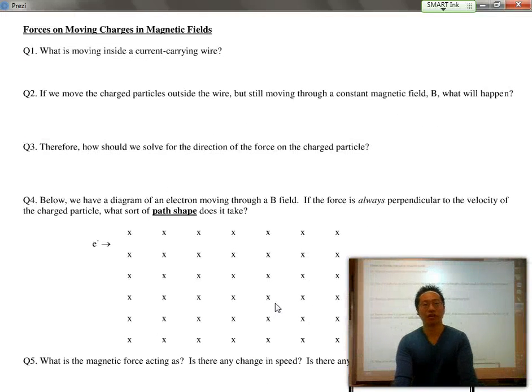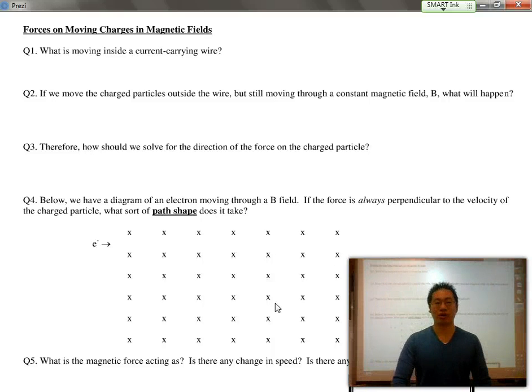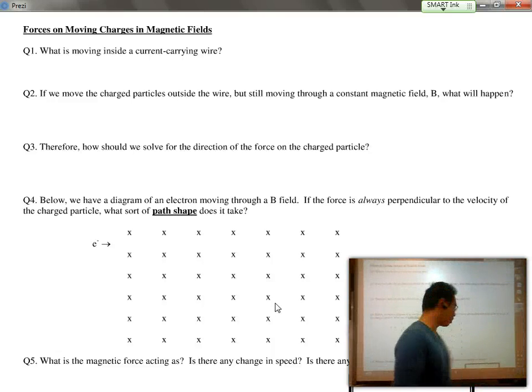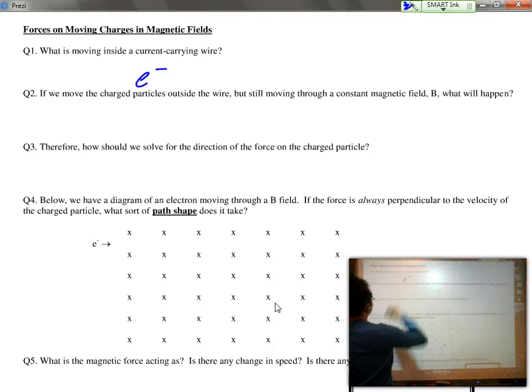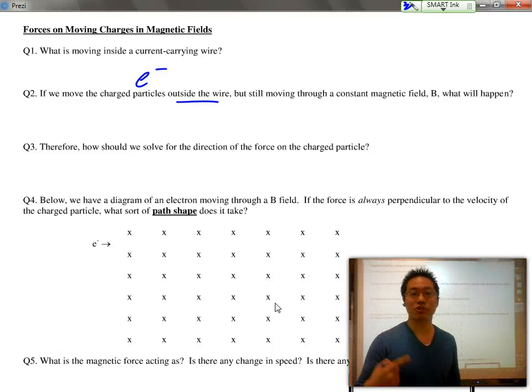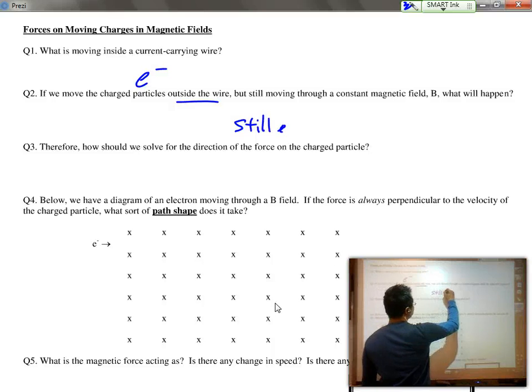passes by. Now, when we talk about charges moving inside the wire, of course, usually we're talking about the electrons moving inside the wires. So it's not that it has to be carrying a current, but it's really that there's an actual charge carrying particle that's moving through the wire. It's actually the electron that's moving through the wire. So even if we move the charged particles outside the wire, they're still going to experience some sort of magnetic field, some sort of magnetic force. Okay?